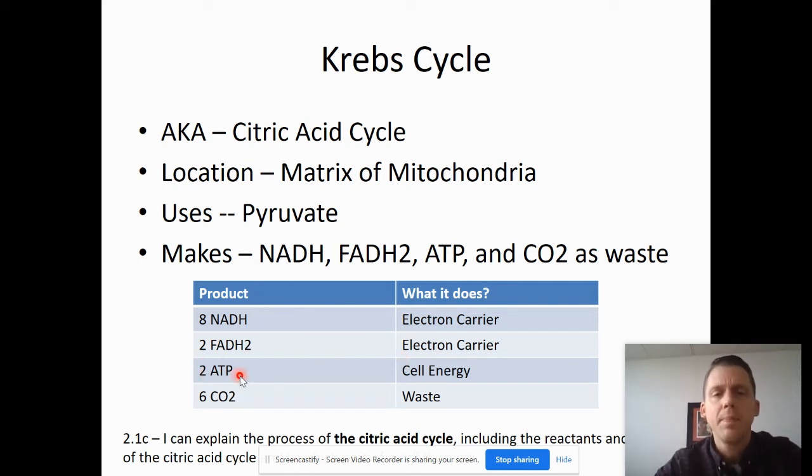We're going to make two measly ATPs. That's not a lot, but it's something. And then we are going to make a waste product, CO2. CO2 is carbon dioxide. What do animals do with carbon dioxide? Where does it go? We exhale carbon dioxide from our lungs into the air because we don't need it. So CO2 is a waste product.